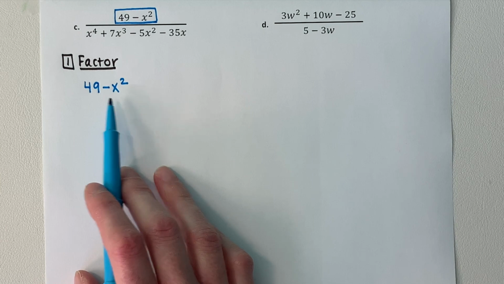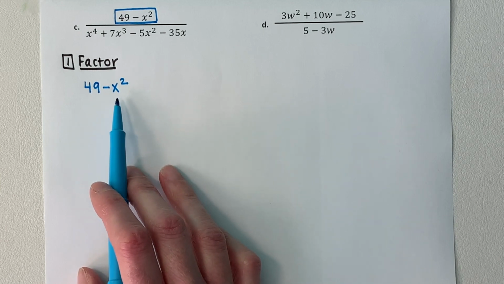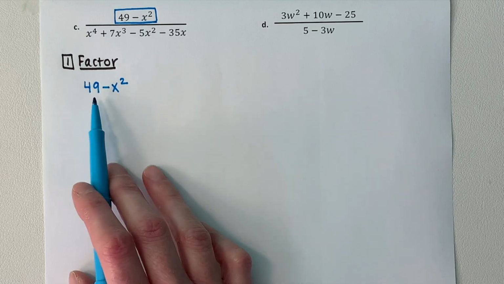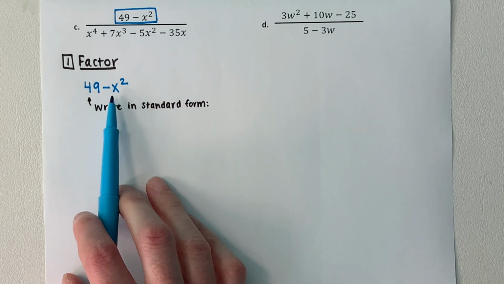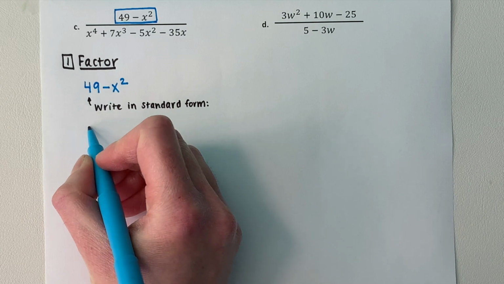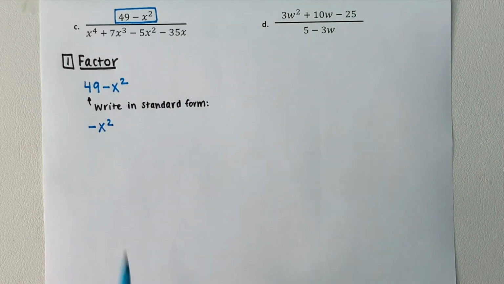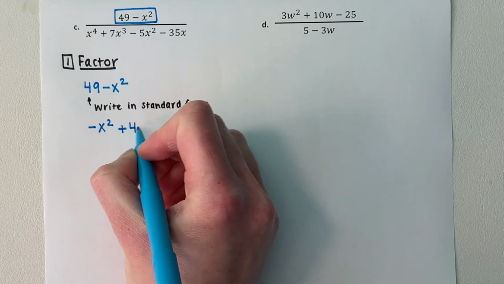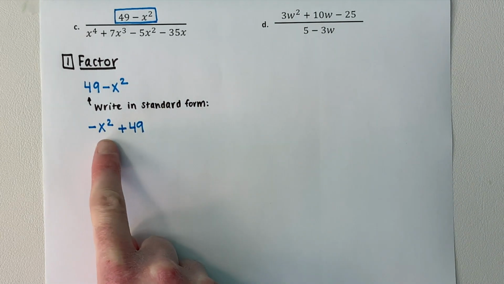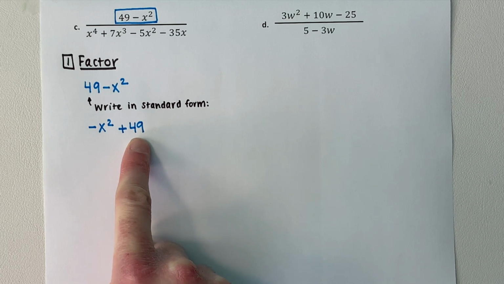Now notice this expression is not written in standard form, because in standard form, we should have the x squared term written first and the constant last. I recommend before you try to factor, always write your expression in standard form. So we'll put the x squared term first, and it's a negative x squared, so we'll write negative x squared first, and then we put the constant last, and since it's a positive 49, we'll write plus 49. Now that we've written this expression in standard form, we can now factor.